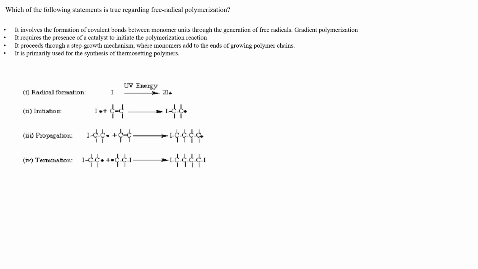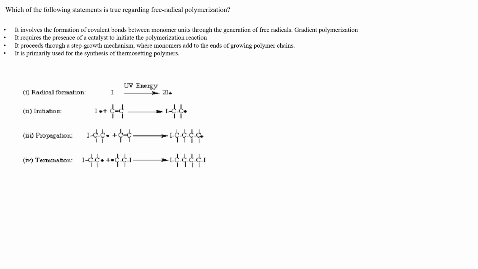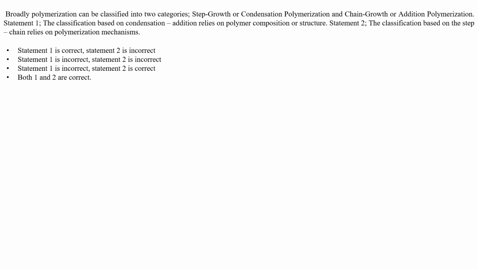So the example which we saw just now in the previous question, you can see right here that we have the free radical forming, and then the radicalized monomer is combining with the other monomers and it is adding on to each other. So that is growing as a chain. So in that case, this is a chain growth or addition polymerization reaction.